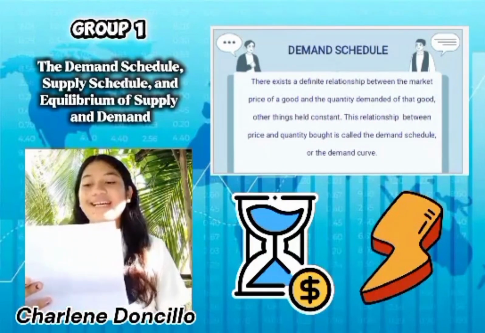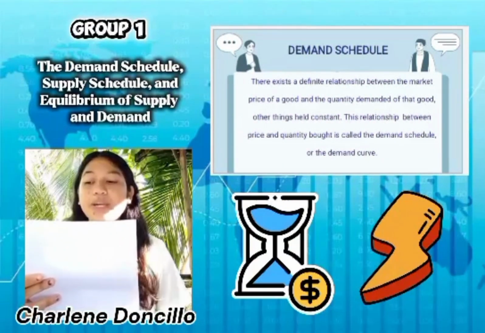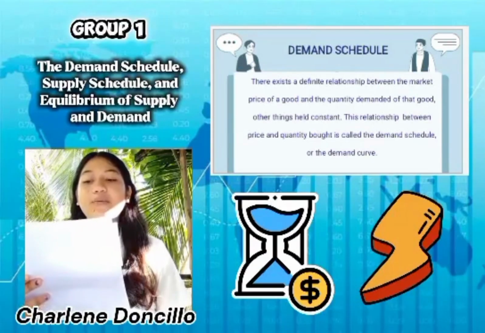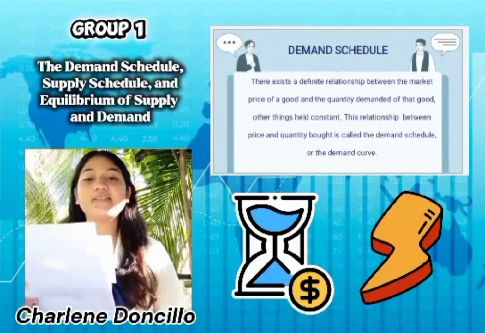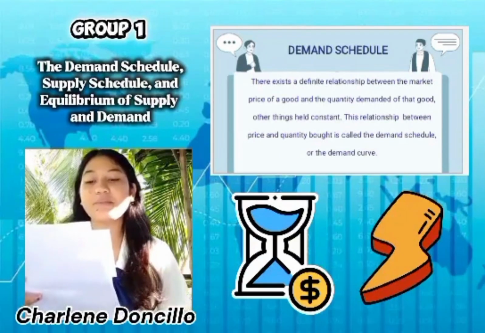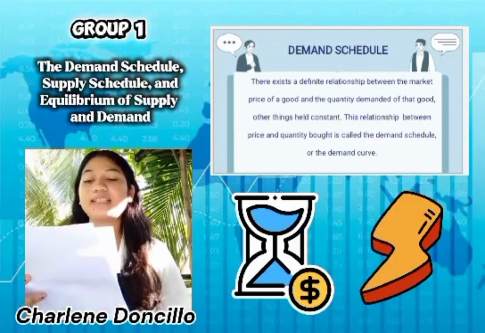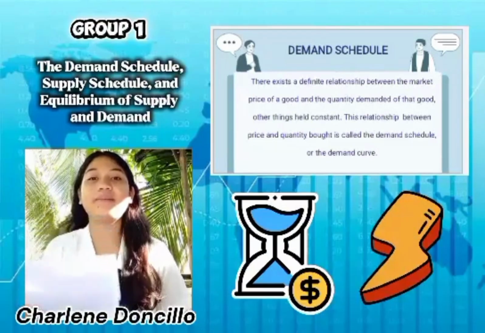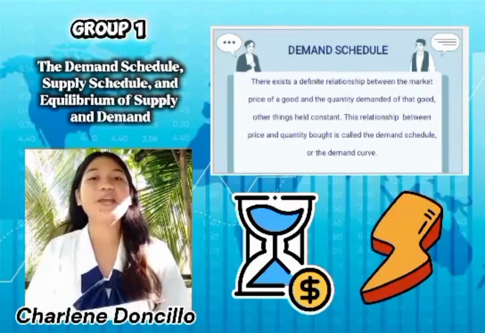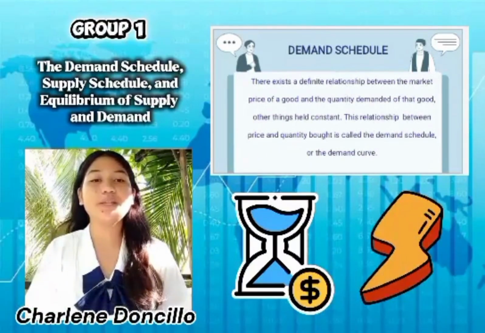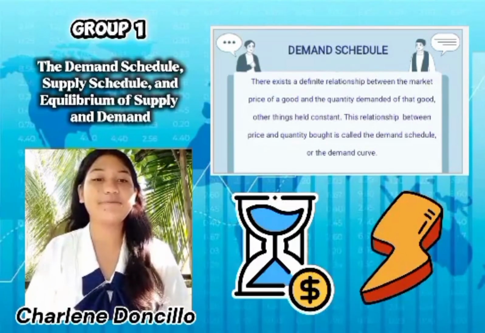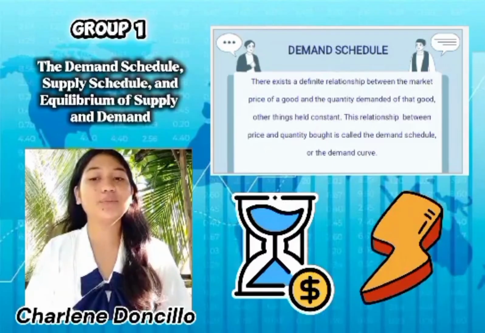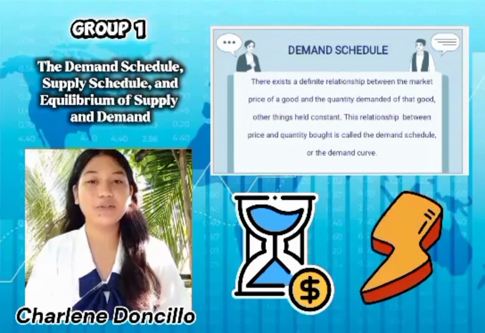There exists a definite relationship between the market price of a good and the quantity demanded of that good, other things held constant. This relationship between price and quantity bought is called the demand schedule or the demand curve. So this means there is a clear connection between the price of a product and how much consumers want to buy it. This connection stays true if other factors don't change.